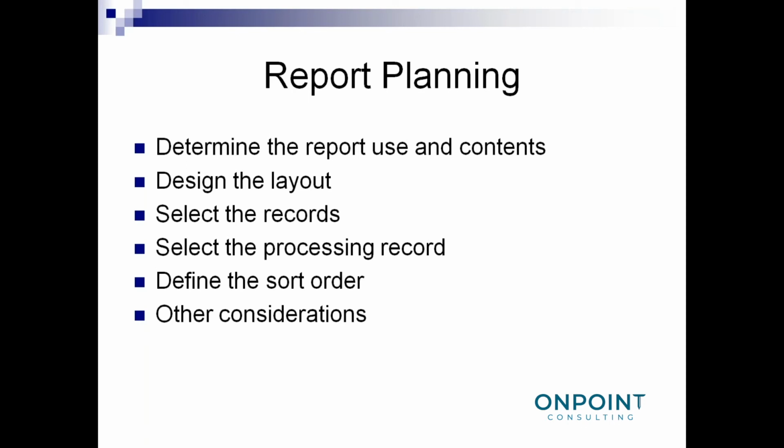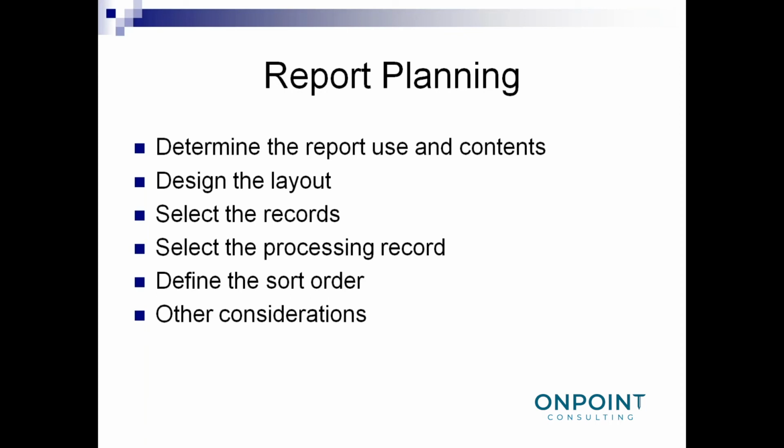Now, if I want to see all the vendors, regardless of whether they have invoices or not, then I need to change the driving record or the processing record to be vendor. Then it will print all my vendors along with invoices for each of the vendors that have them. So processing record is important because it determines which record is going to run this report when you print it.